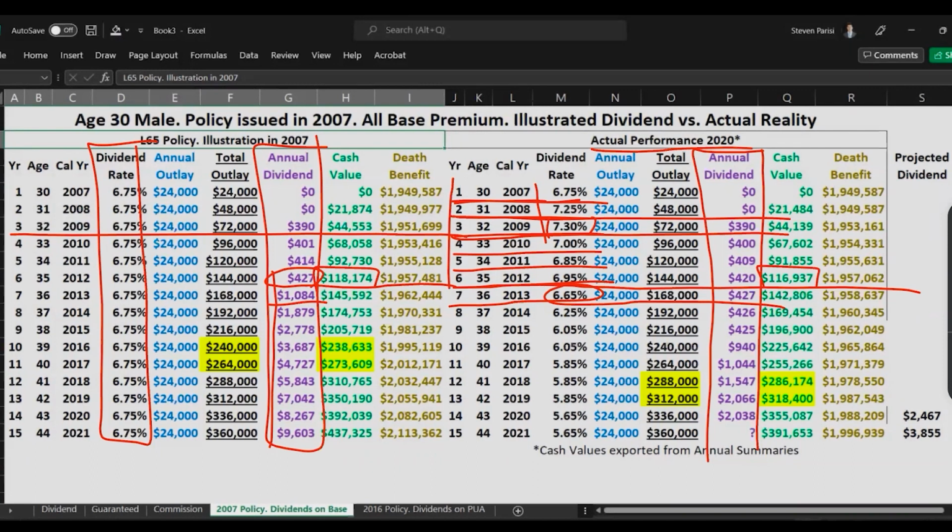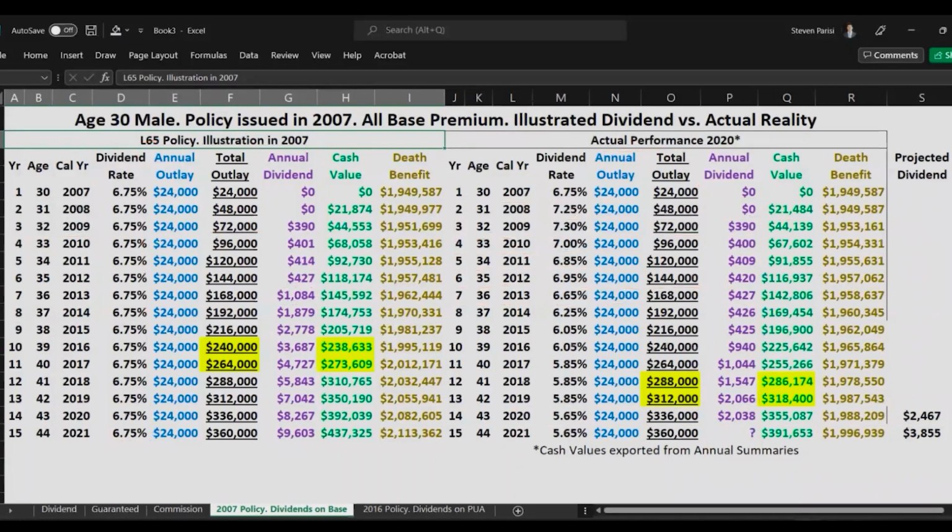So in short, we ran these actual numbers through 2020. His actual break-even point was between years 12 and 13. There's his cash values, and we can compare them to the original. Wasn't happy at all. Who would be in a case like this?